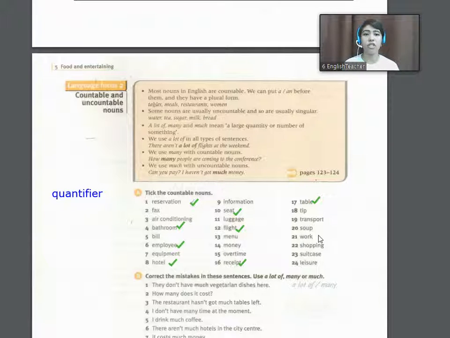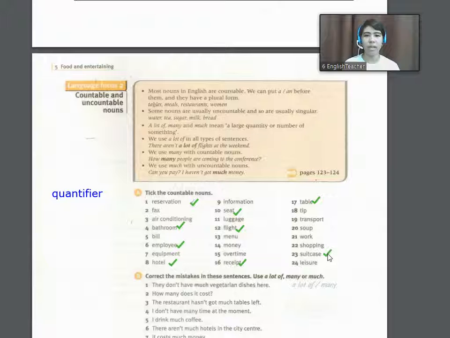Very good. Next one, shopping. It's uncountable. Suitcase. Countable. Leisure. Leisure is the fun time that you spend when you're not working, therefore it's uncountable.